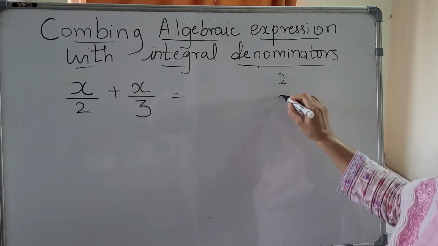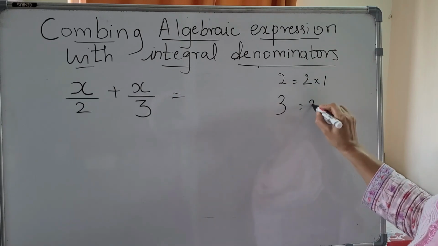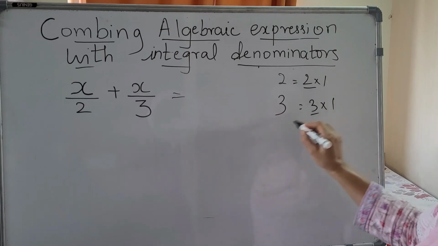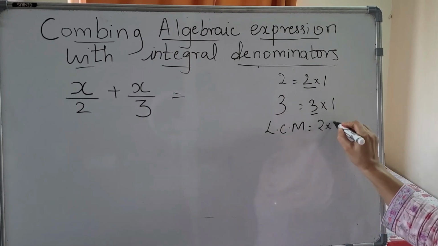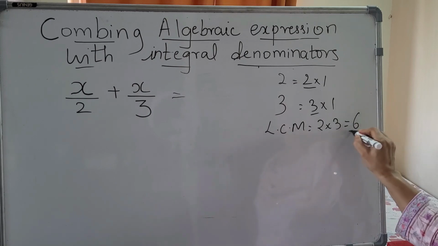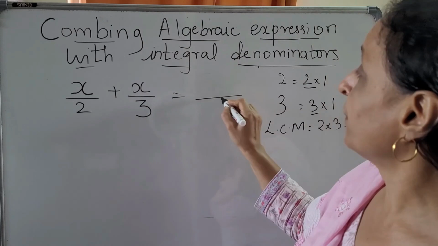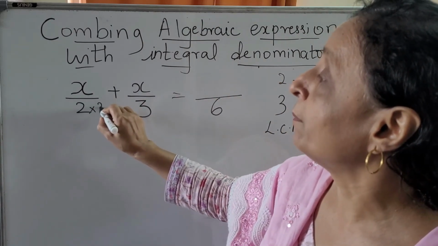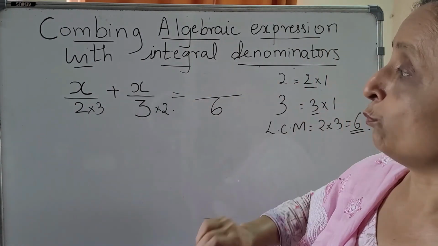2 and 3. How do we find the LCM? 2 into 1, 3 into 1. Now, you have to multiply 2 and 3 to get the LCM. 2 into 3 is 6. So, the LCM here is 6. Here, the LCM is 6. Now, to get 6, you have to multiply by 3. Here, you have to multiply by 2.